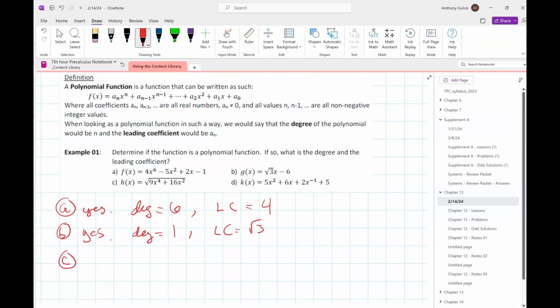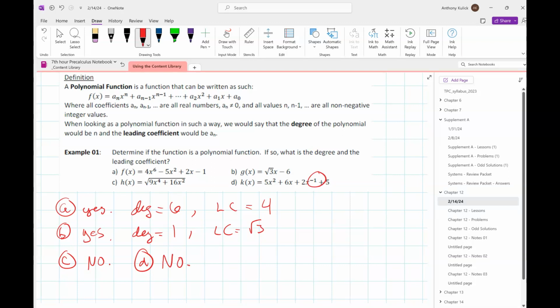All right, h of x. Is that a polynomial? No, why not? The square root is over the variable, or a variable even. It doesn't even have to go over all of them. It just has to go over 1. So don't worry about degrees or leading coefficients for things that aren't polynomials. How about d? Is that a polynomial? No, why not? We have a negative exponent.